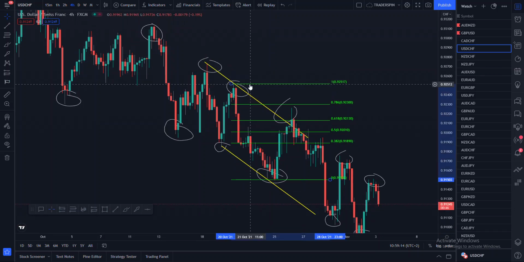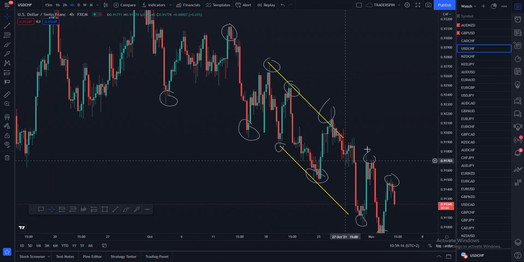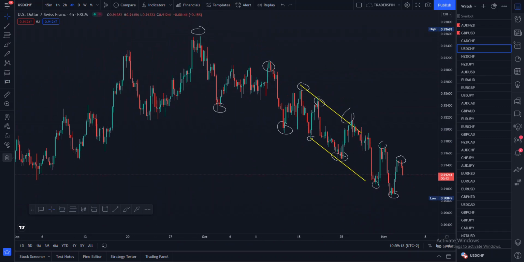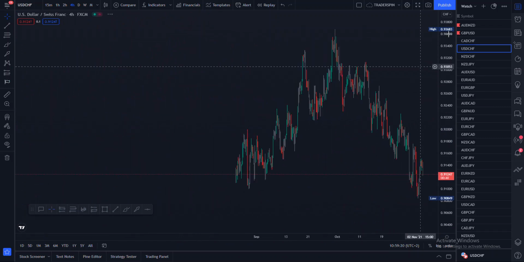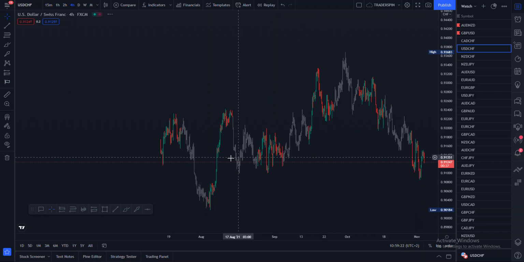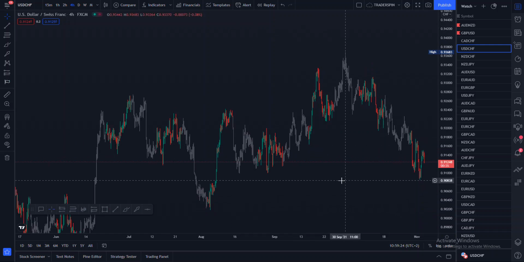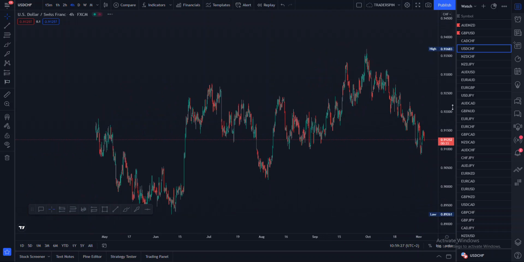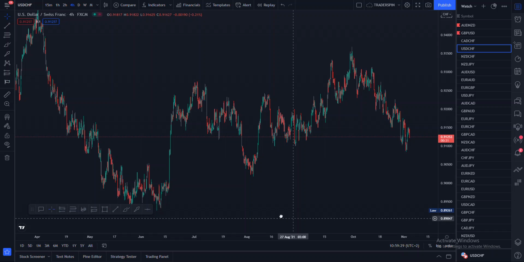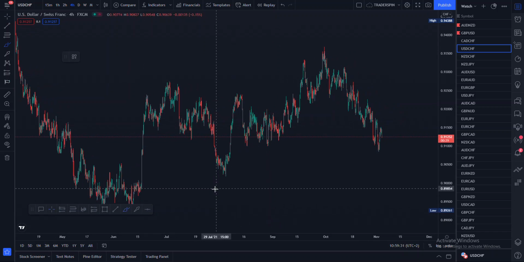But I don't want to confuse you guys with that right now. I really wanted us to look at the market structure. So let us just simply look at this trend right here.